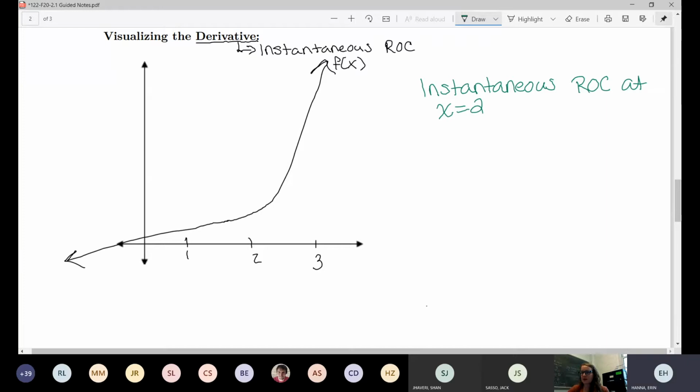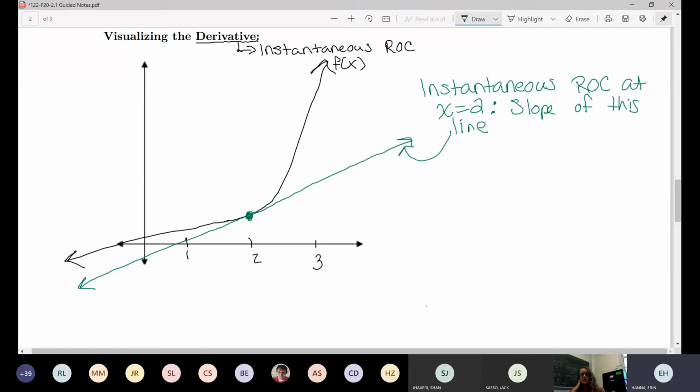What that's going to end up being is still a slope, just like the average rate of change is. The slope it's going to end up being, though, is the slope of this line, and I'll talk more about this line in just a second. So the instantaneous rate of change at x equals 2 is going to end up being the slope of this line, this one right here.